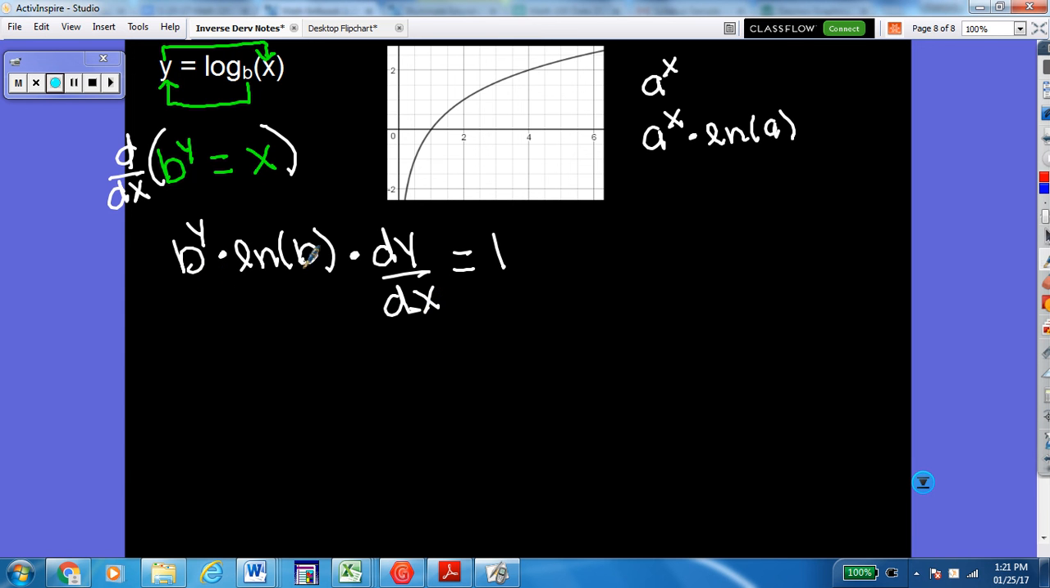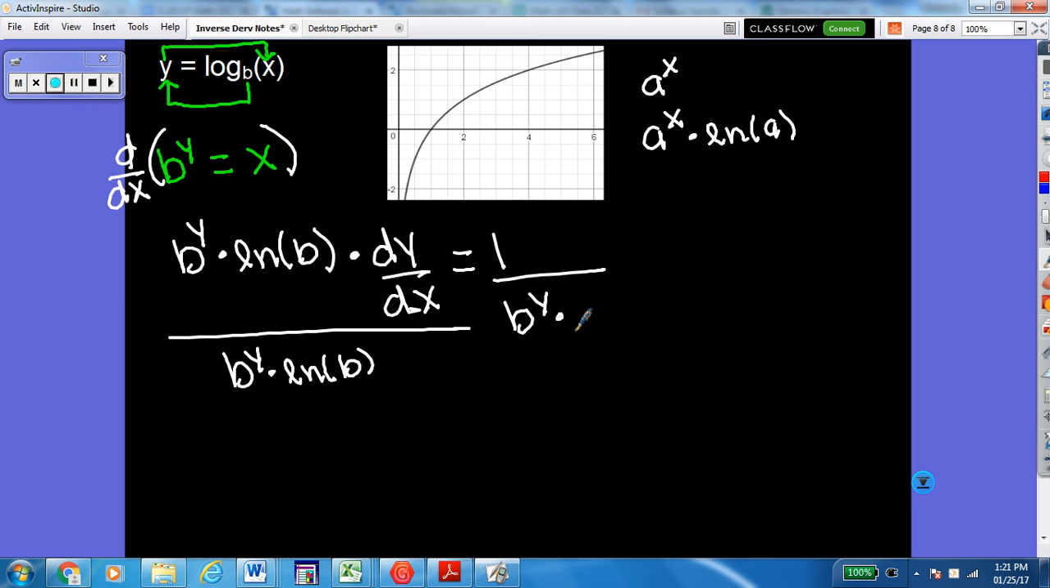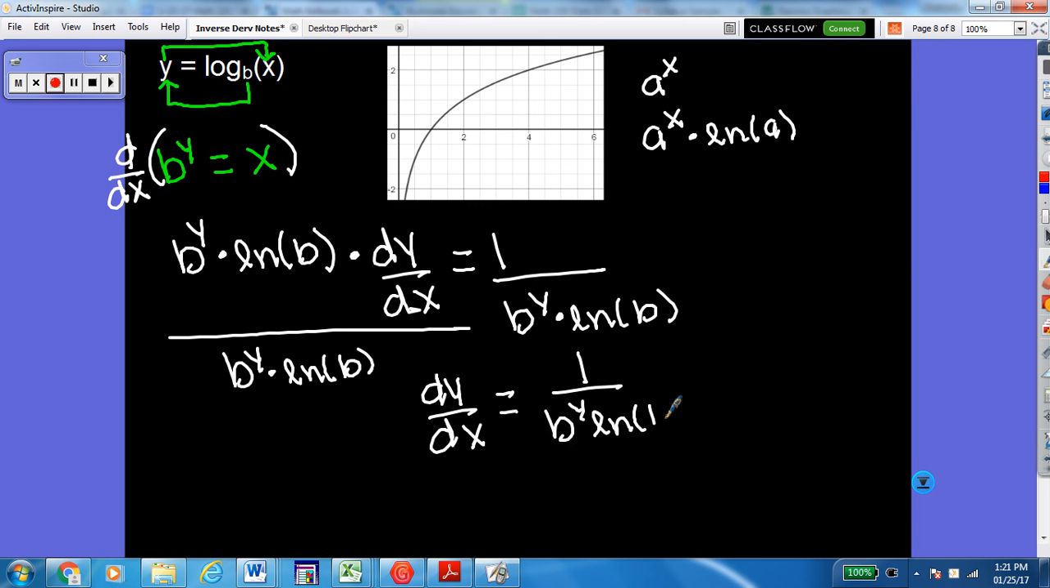Remember, natural log of b is just a number, and b to the y is the function times dy dx. So we're going to divide this whole thing by b to the y times natural log of b, and do the same thing to the other side. What happens is that dy dx is going to equal 1 over b to the y times natural log of b. Natural log of b, remember, is just a number. So b to the y, what's that? Earlier we said that b to the y was x, so we can replace this with 1 over x, which is similar to the natural log derivative, but we have to add one more piece, natural log of the base.